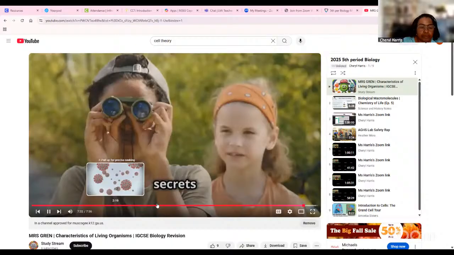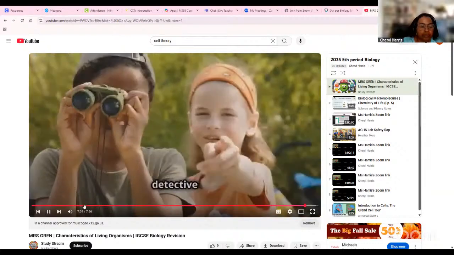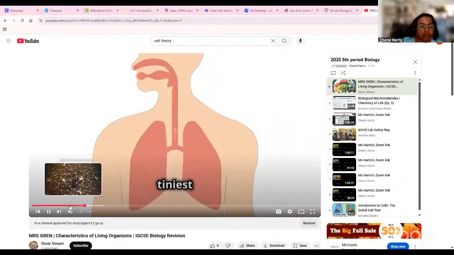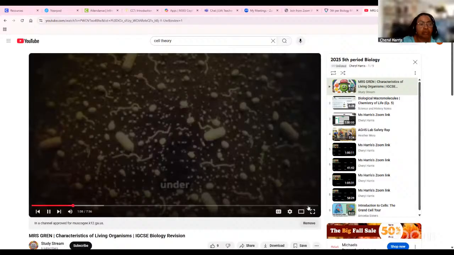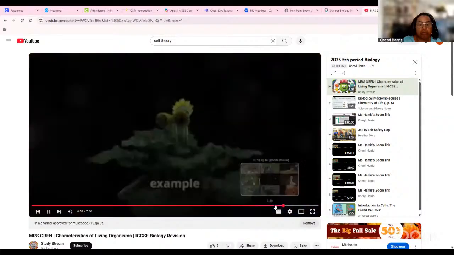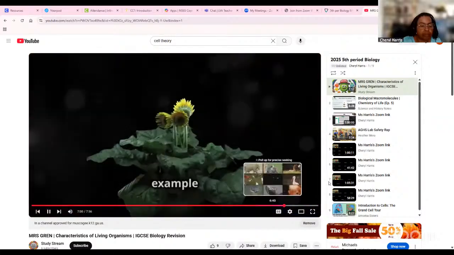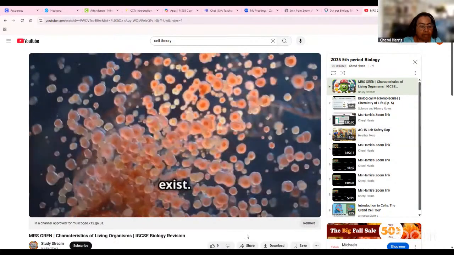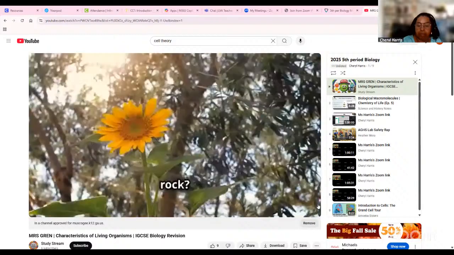Children, it's time to put on your detective hats and explore the world around you. Can you spot the awesome things living things do, like moving and growing? Organisms from the tiniest areas wiggle and jiggle under a microscope. Movement is all about listening closely. It is a perfect example of the harmony between the living and the non-living. Without these processes, life as we know it wouldn't exist. Remember the sunflower and the rock? One is full of life, the other is not.